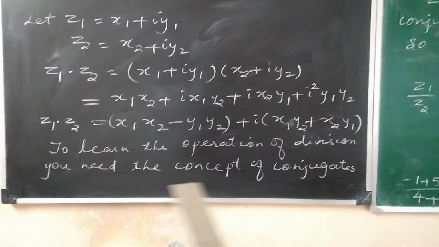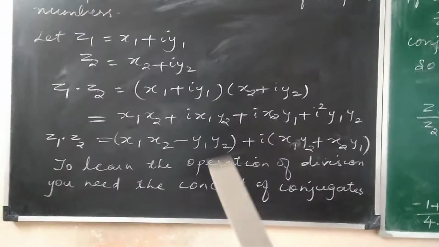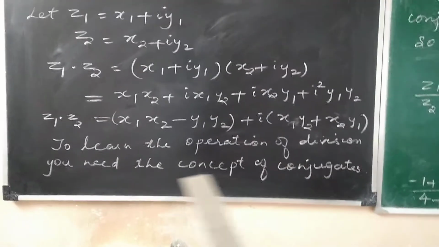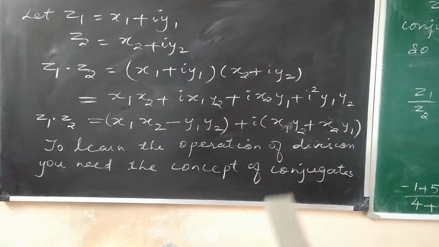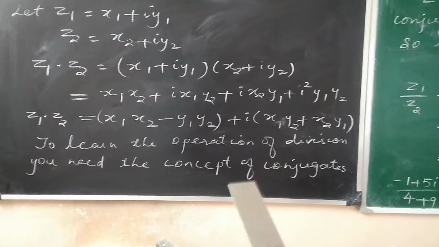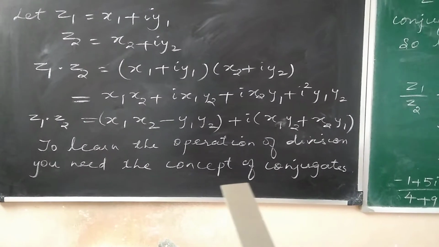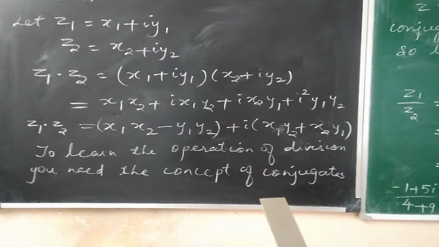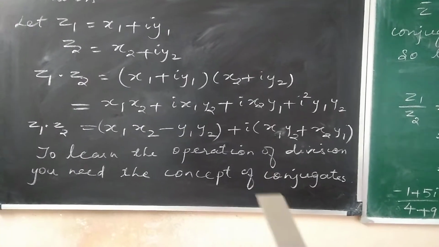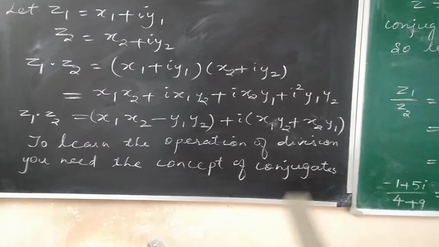But in order to learn division, which is the complement of multiplication, you need a new concept called conjugates. Because when you divide a complex number by another complex number, we get a complex number in the denominator. We cannot leave the answer like that. We need to get a real number in the denominator. So to help you do that, you need the concept of conjugates.